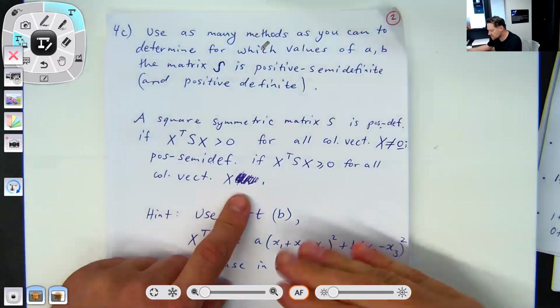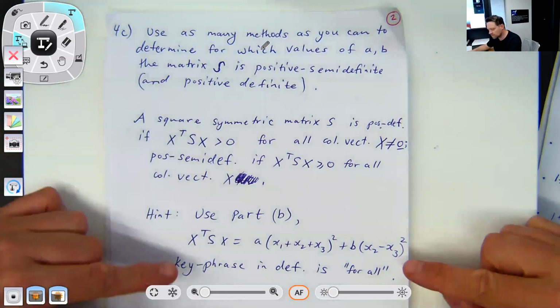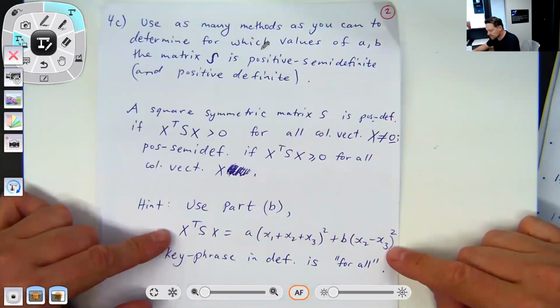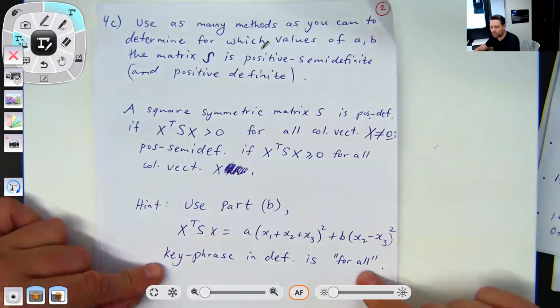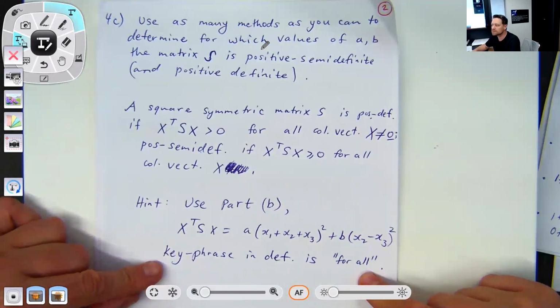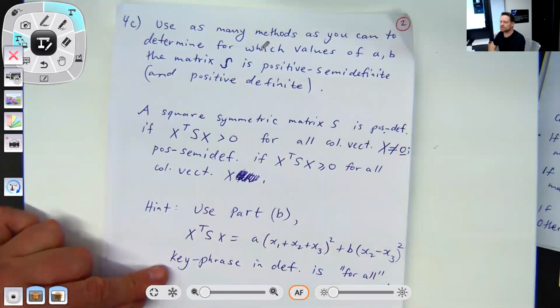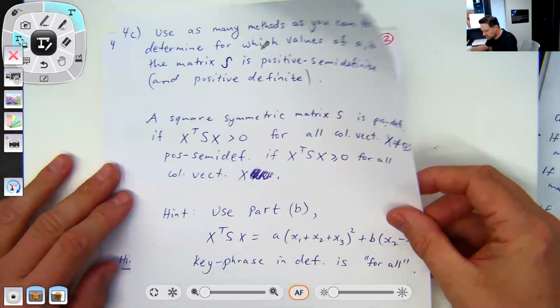Okay, now the hint to doing this question basically is, it's obvious, right? Because you've got part B just above that. So the hint is to use part B. You know that you've got this expression if you were able to prove that. And then the key phrase in the definition is the phrase for all, okay? So that's all the hint I'm going to give you for that one, because I think it's a very strong hint.